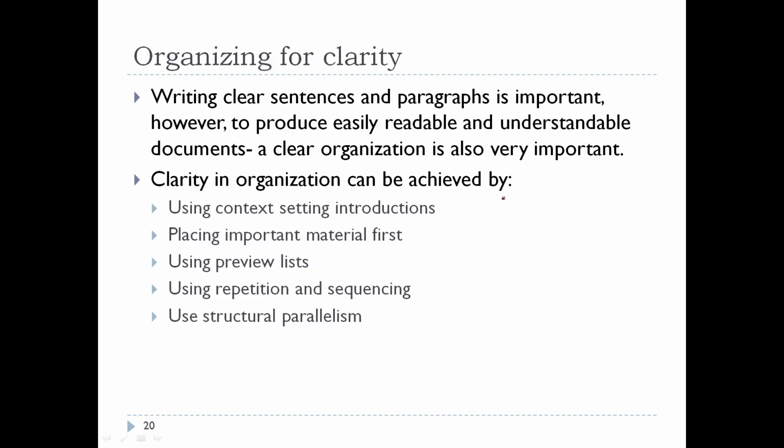Okay, the next thing is organizing for clarity. That was revising your document for clarity. What should you do to revise your document so that it becomes more clear? The next thing is, what can you do in terms of organization to make the report, document, manual, letter or email that you're writing more clear? Organization is also very important. Writing clear sentences in a paragraph is important. However, to produce easily readable and understandable documents, you need a clear organization. And how can you achieve clear organization?